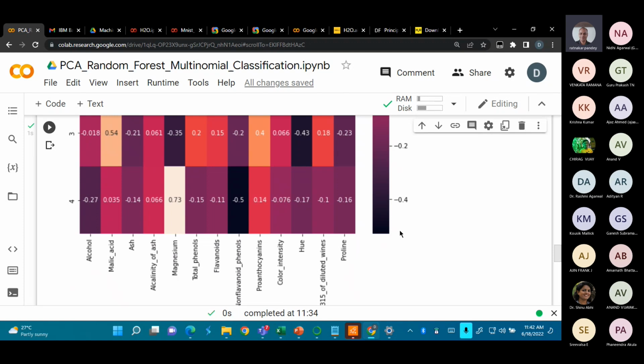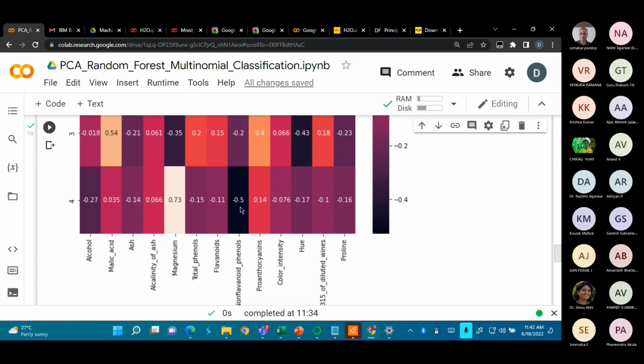Who can tell me? Magnesium is the biggest value, right? 0.73. Correct. So that means this component is strongly indexed on the magnesium variable. What is the second most important variable in this component? Is it ash? I think phenols might be the second one, right? Negative 0.5, or you have some different loadings.